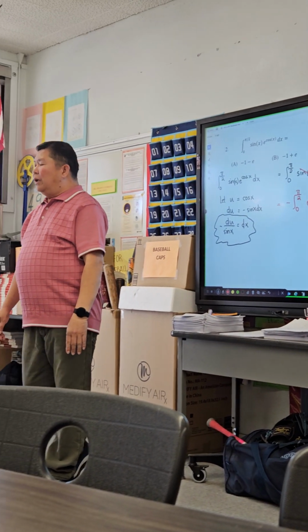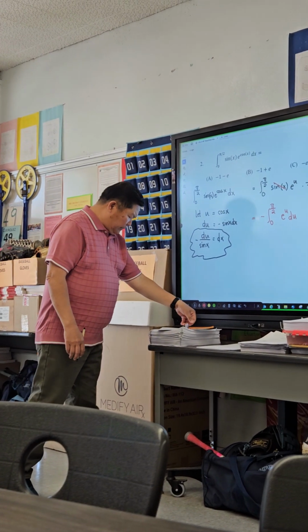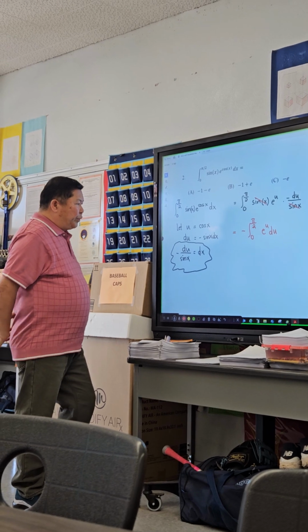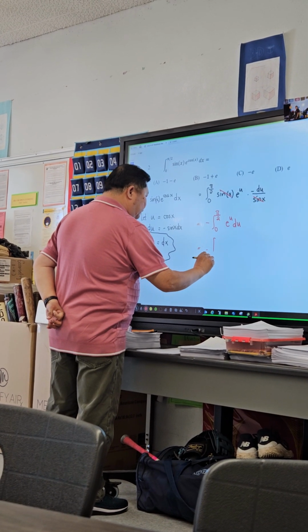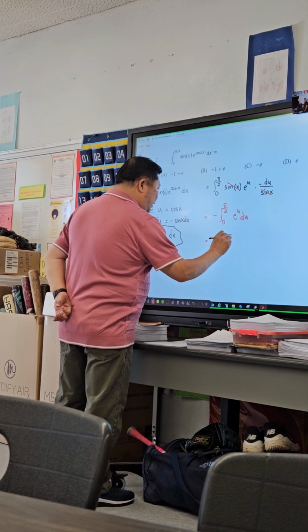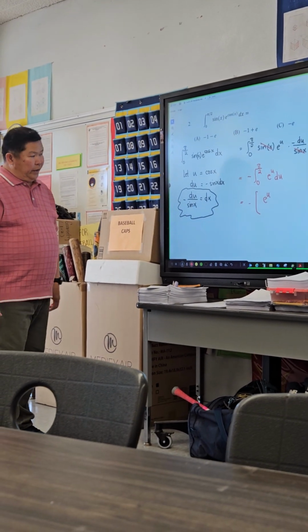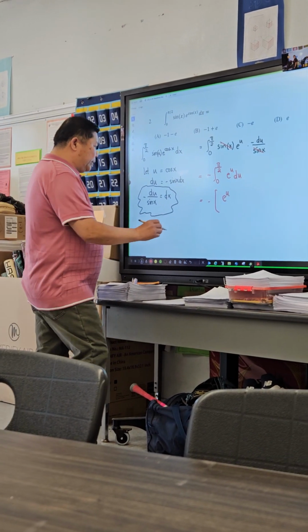Now we can do the antiderivative. So we get negative e to the u, evaluated from 0 to pi over 2.